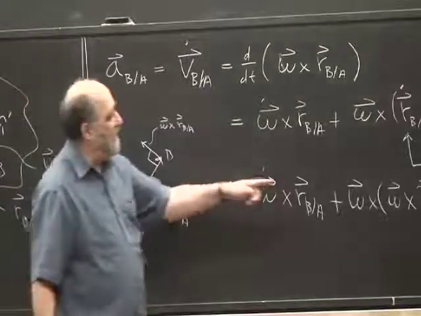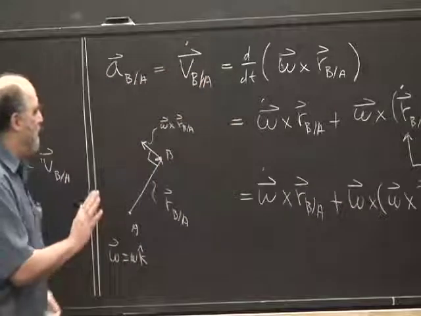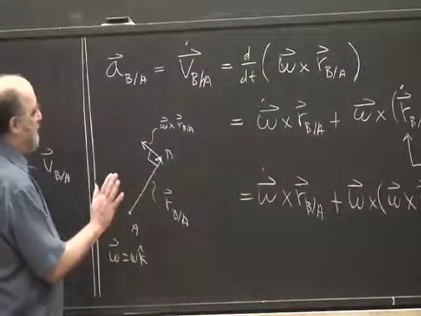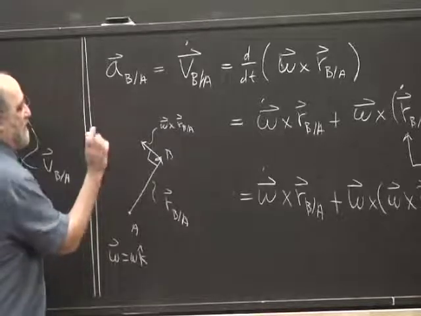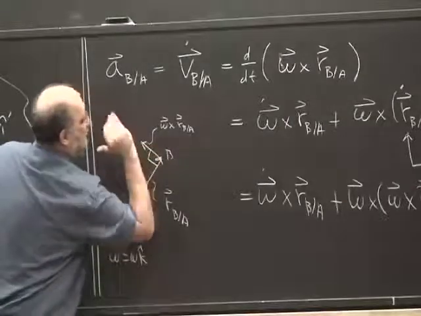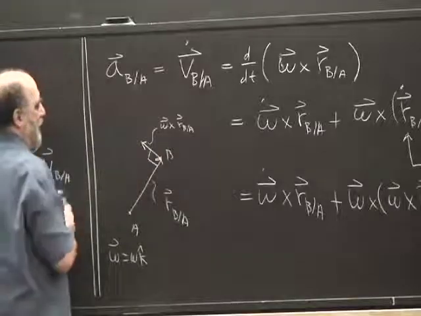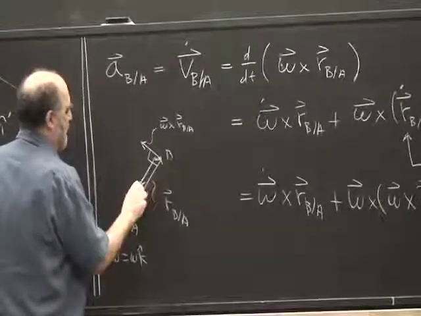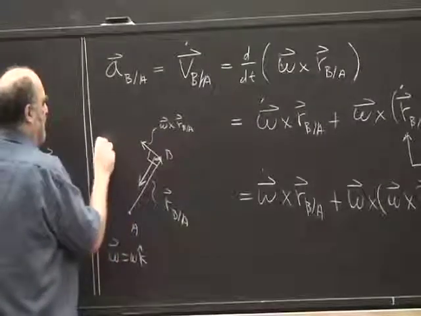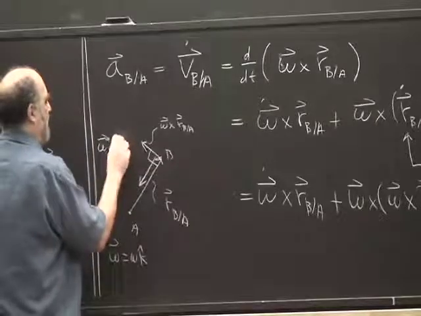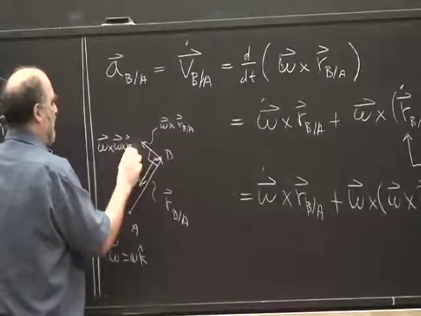Now we want to take omega cross that, and we can use the right-hand rule. So the right-hand rule says we take the cross product of something sticking out of the board with that vector, and that sticks right back in this direction. So this is omega cross omega cross R of B with respect to A.